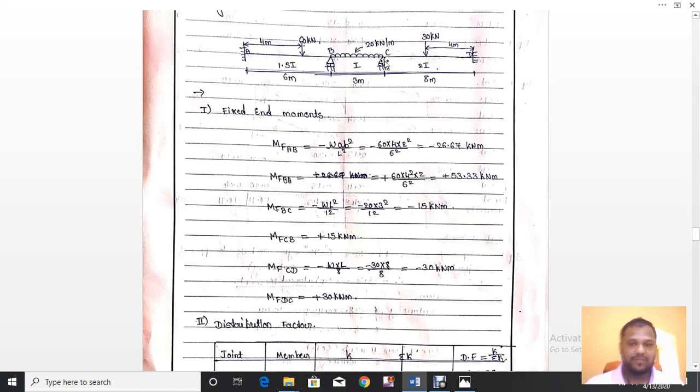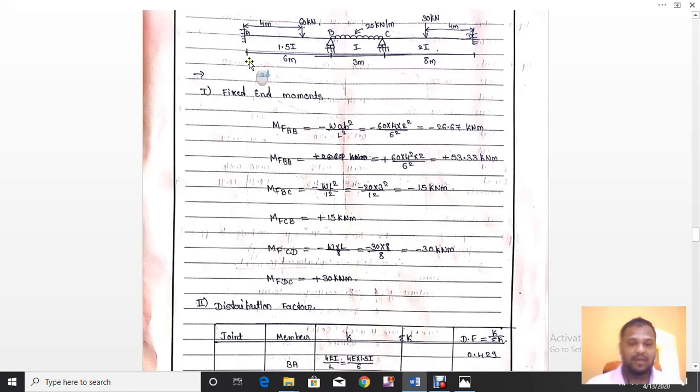BC is an intermediate beam, so the stiffness will be 4 EI by L. BA is an end beam with a fixed far end, so it is also 4 EI by L. If it were simply supported at point A, then the stiffness would be 3 EI by L. As it is a fixed end, I am going to consider 4 EI by L. So AB is 4 EI by L, and BC also 4 EI by L.